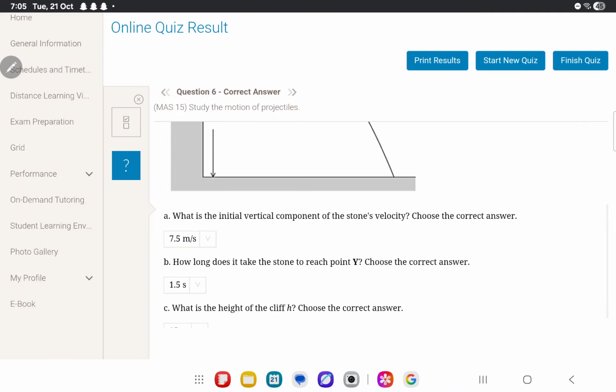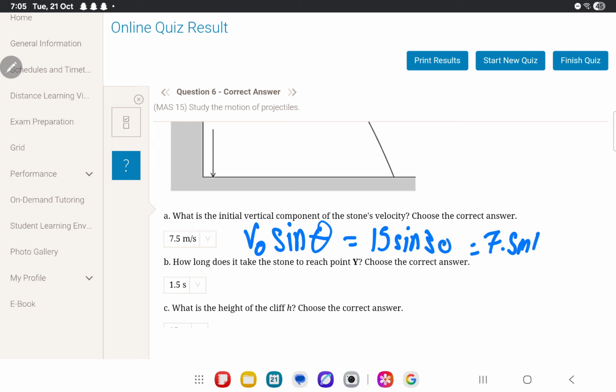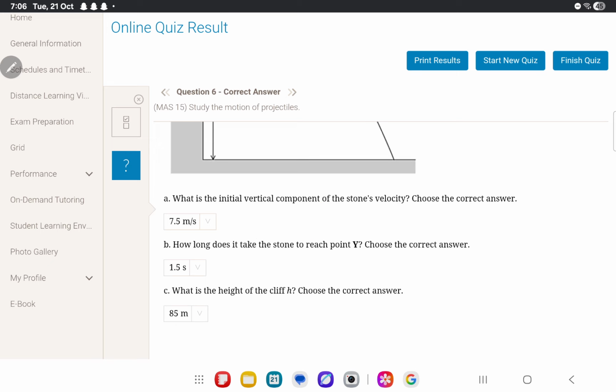How do you find this? The vertical component. So what do you do? V0 sine theta. What was V0? V0 was 15, sine 30. Sine 30 is 0.5, so 7.5 meters per second. Okay, part B. How long does it take the stone to reach point Y?